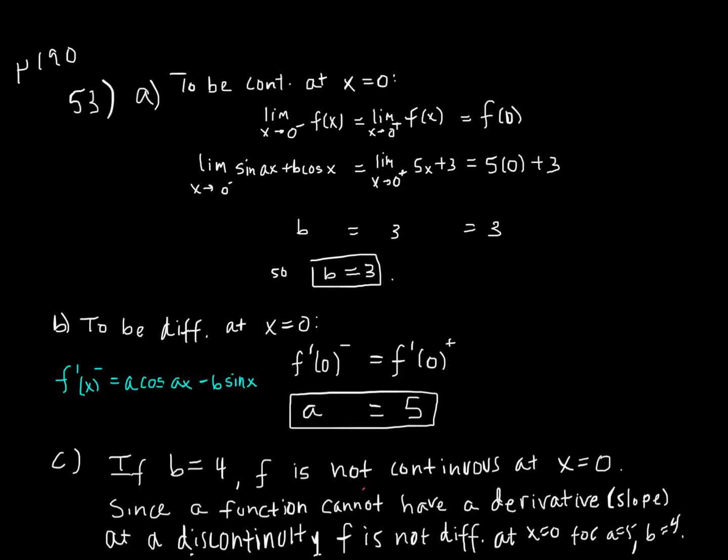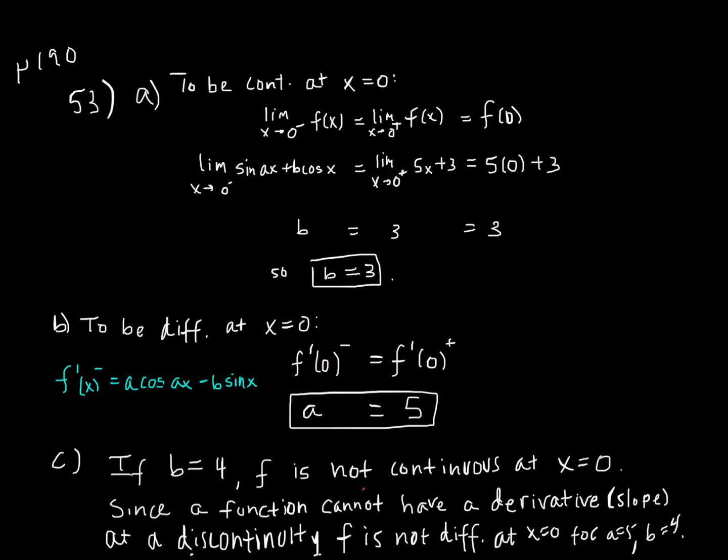For something to be differentiable at a point, it means that the derivative as you approach that point from the left and the derivative as you approach that point from the right have to be equal as well. So here you can take the derivative of the left side, and the derivative of the left side, using my trig function derivatives, is going to be a cosine of ax minus b sine of x.